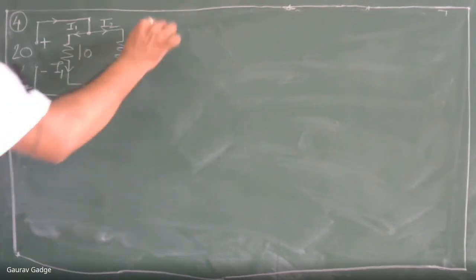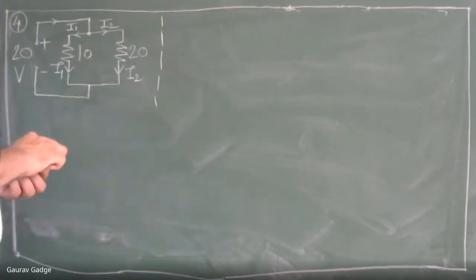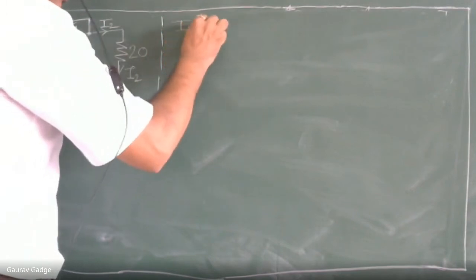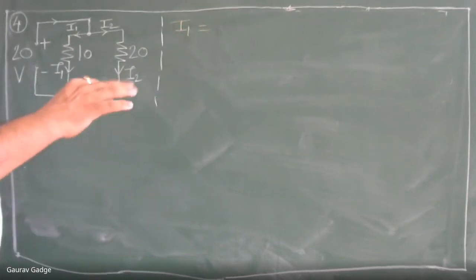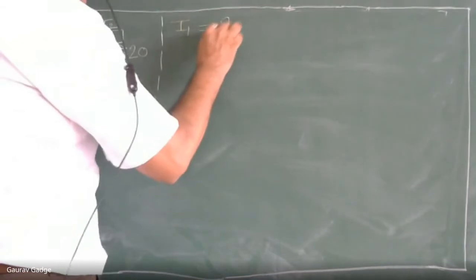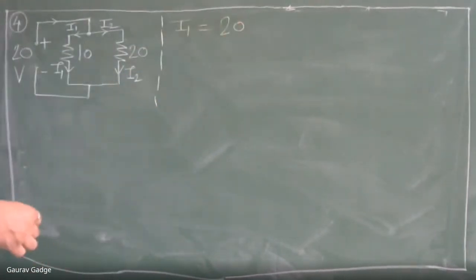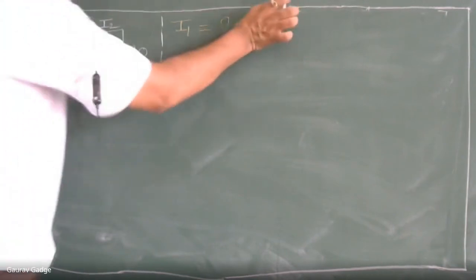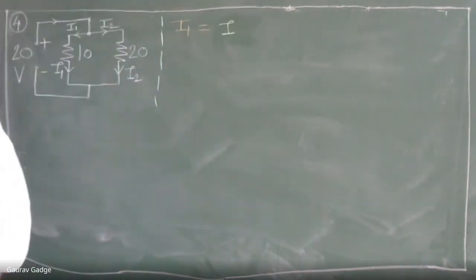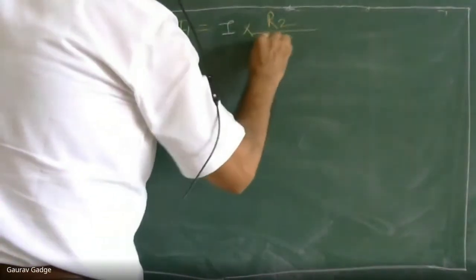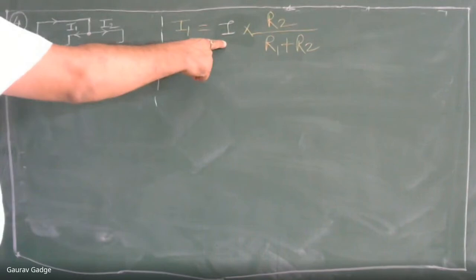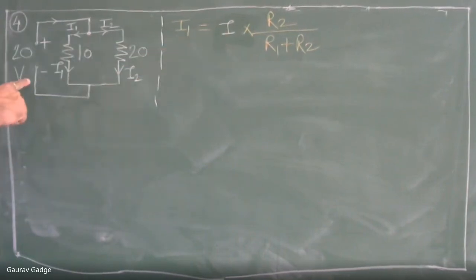Okay, now let us follow the process. I have to find out the value of I1. So I1 is equal to, by the current division rule, total current I multiplied by the opposite branch resistance R2 divided by R1 plus R2. But to get this I1, we don't have the value of I, because the known value is the voltage source, 20 volt. That is not the current value.